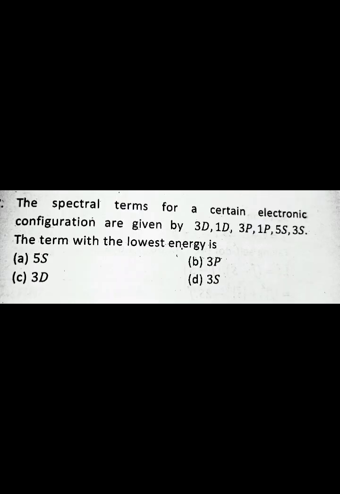The next question is the spectral terms for a certain electronic configuration are given by 3D, 1D, 3P, 1P, 5S, 3S.